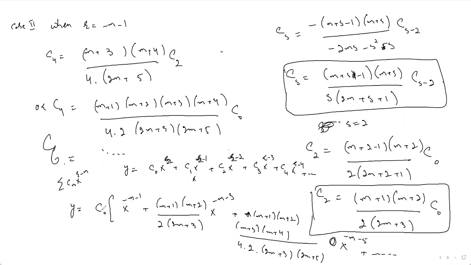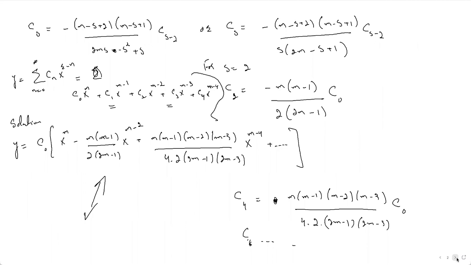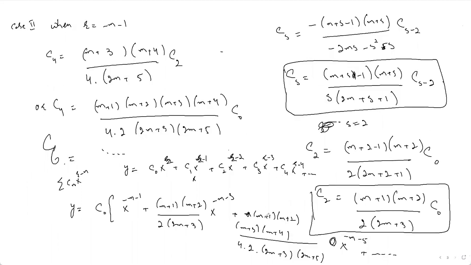Okay, so this is a complete solution. So we found two different solutions. One solution is the one we found just now. So this is the one solution, corresponding to r is equal to m, and then we found another solution. This is corresponding to r equal to minus m minus 1.